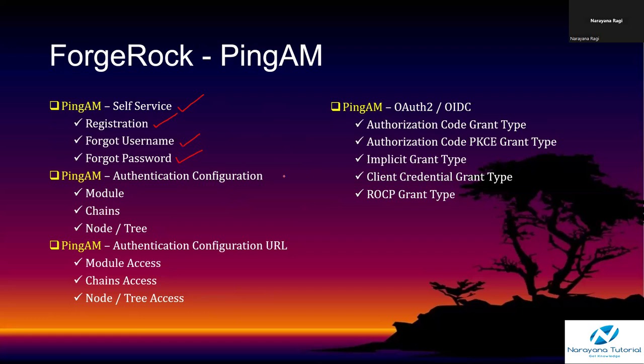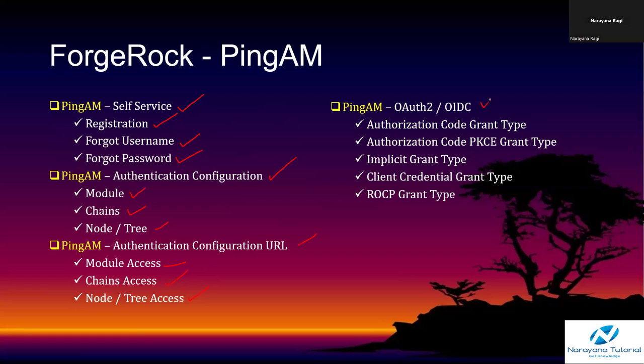And we have authentication configuration. So what type of authentication configuration components do we have? We have modules, we have chains, and we have trees. Okay. And also how to access these modules, how to access the chains, how to access the trees, we have explained. And the basics of the realm also, like how to access root level realms and how to access sub level realms.